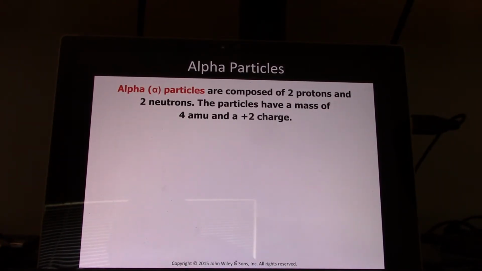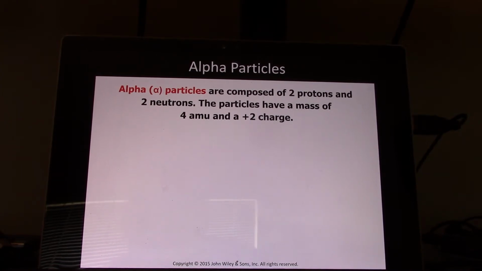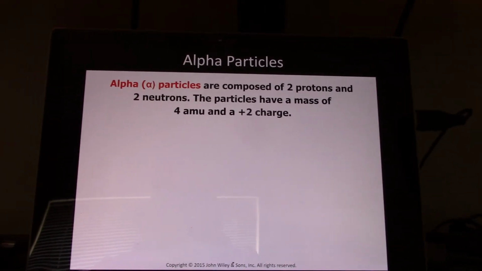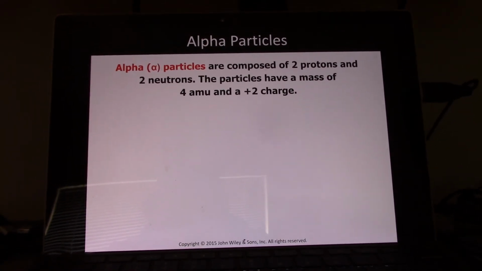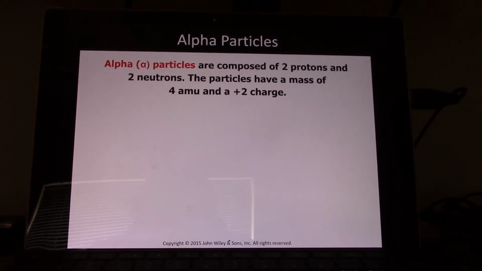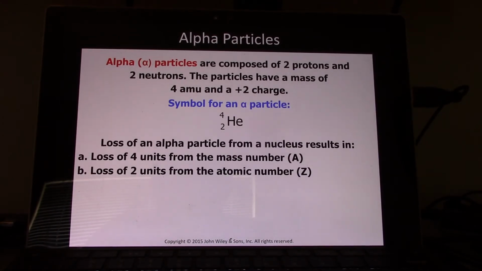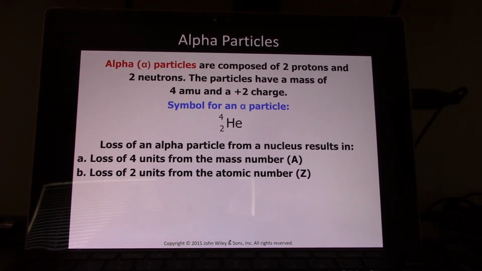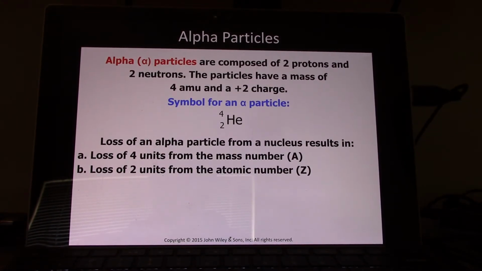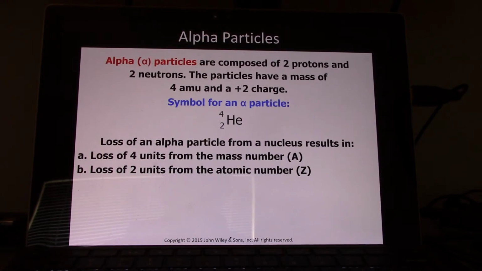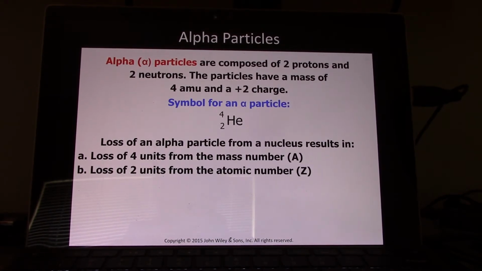Alpha particles are composed of 2 protons and 2 neutrons. They have a mass of 4 atomic mass units, 1 for each proton, 1 for each neutron, and a +2 charge, because again, protons have a +1 charge and we have 2 protons. And that gives us a symbol for helium. So when you emit an alpha particle, you're emitting a helium nucleus, which is why helium is a byproduct of radioactive decay. Any radioactive nuclide undergoing alpha radiation is emitting a helium nuclide.